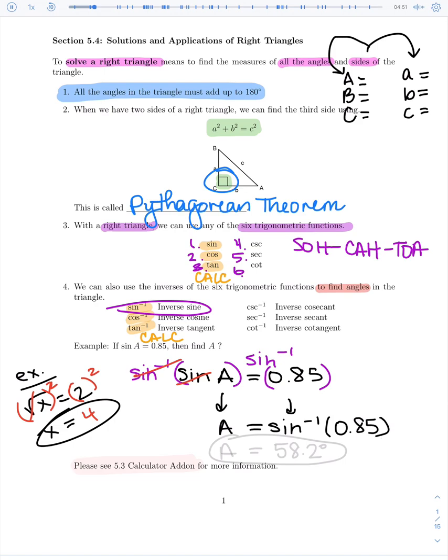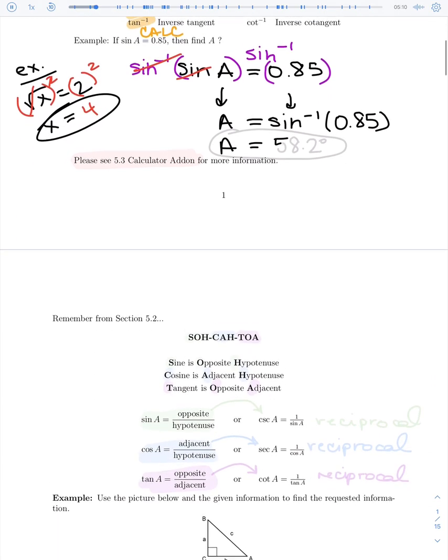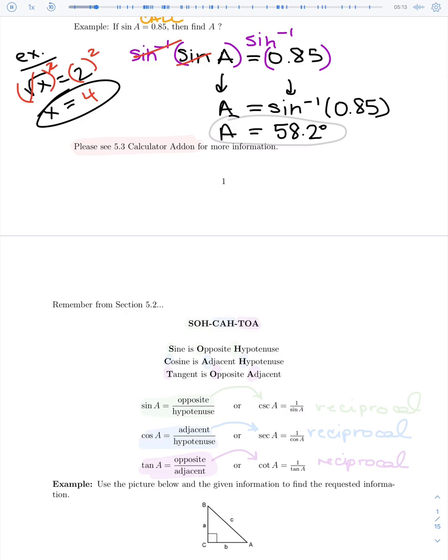This is where you'd begin to use your calculator and take the inverse sine of 0.85. Now be careful, we want to make sure that we are in degree mode or radian mode depending on what kind of angle they want. Let's assume they want our angle in degrees. And depending on how MyMathLab tells us to round, what we've got here is a 58.2 degree angle. If you want to see more on how to use your calculator with the trig functions, please see the calculator add-on video that we created for section 5.3, and that should help out quite a bit.